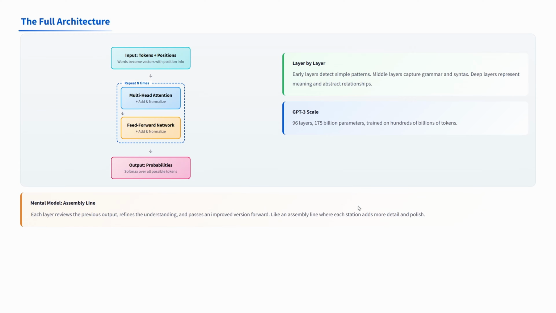Think of it like an assembly line. Each layer reviews the previous output, refines understanding, and passes an improved version forward. Like a car moving through a factory, each station adds more detail and polish until you get the finished product.